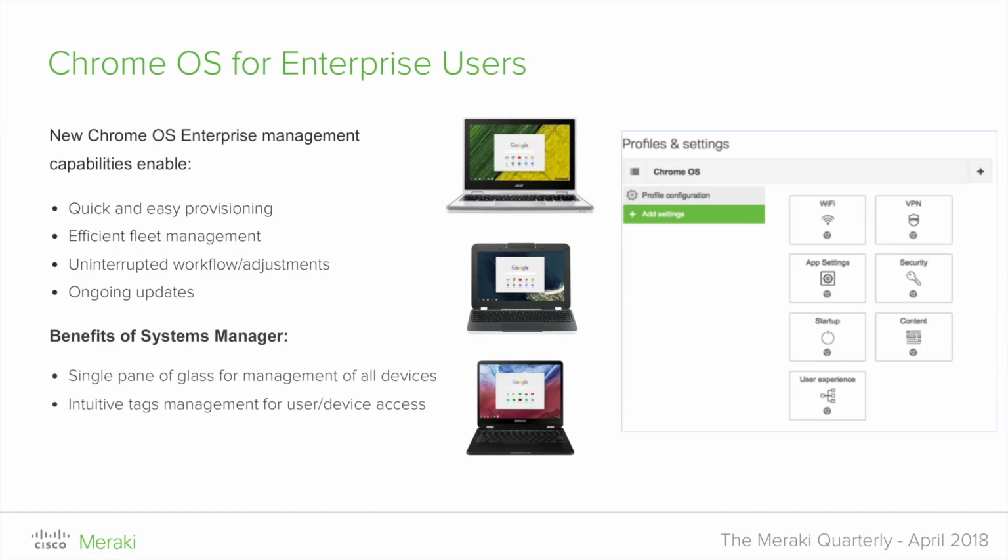The most major feature set release we've seen in the last quarter has been around Chrome OS native features for particularly enterprise users at launch. So all of these features are basically native Chrome tools built into dashboard to enable things like provisioning and fleet management. A lot of the workflow and adjustments that you see in the Google console are now available in Systems Manager, and that really provides a single pane of glass for managing Chrome OS devices alongside other devices within Systems Manager.